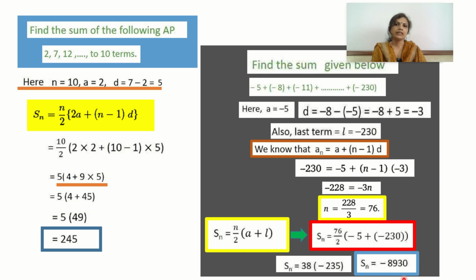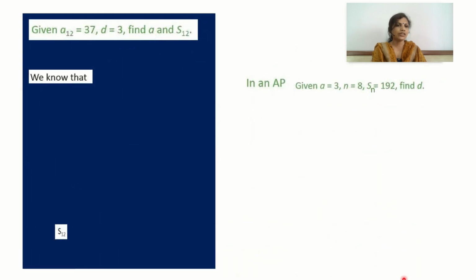Next type of sum is like this. You are given a12, the 12th term. Common difference is also given. You have to find out the first term and the sum of 12 terms of an AP. So we will write the data. a12 is 37. Common difference is 3.